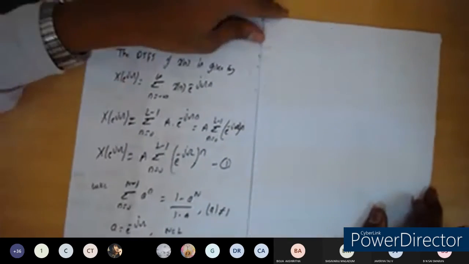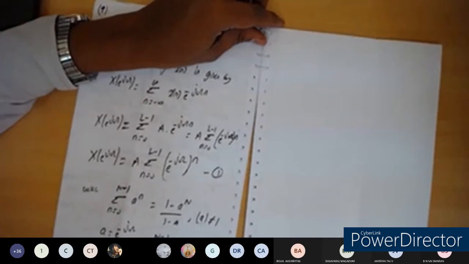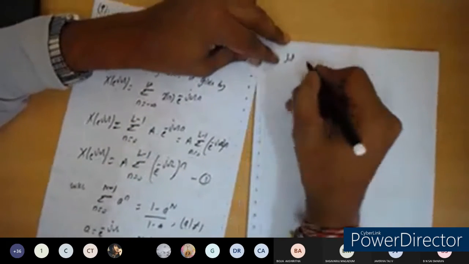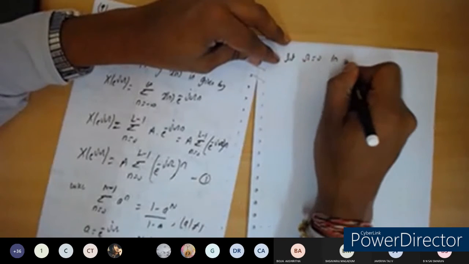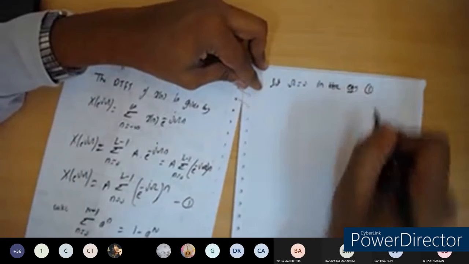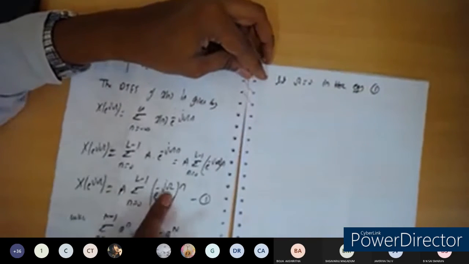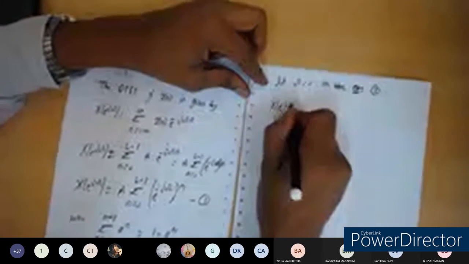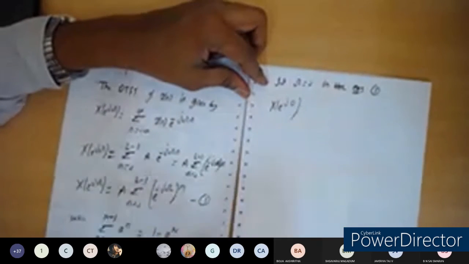So this is for omega not equal to 0. Next, let omega is equal to 0 in equation 1. In equation 1, you are going to substitute omega is equal to 0. So this becomes X of e to the power of j into 0, because the value of omega is 0 here.